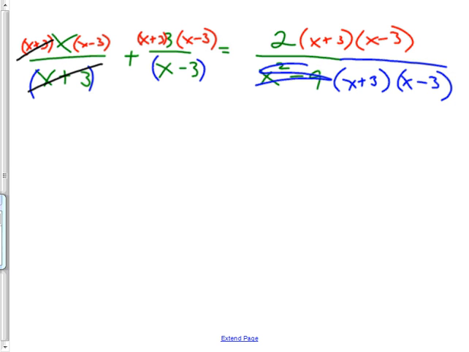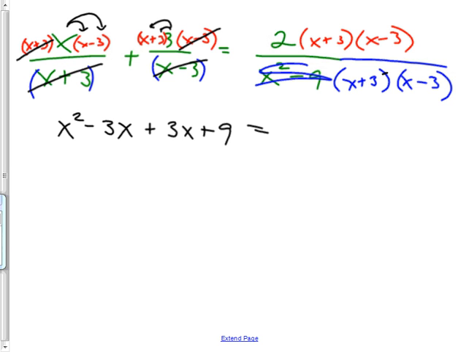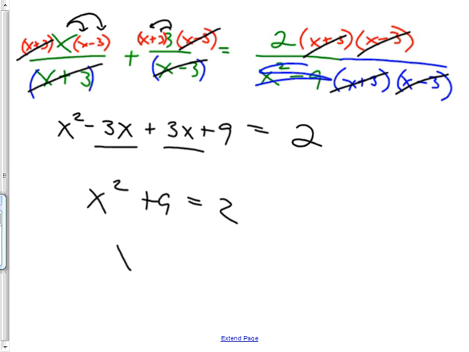That cancels that. x squared minus 3x. I multiplied that out. That and that cancel. I'm multiplying this out now. 3x plus 9 equals, and that and that and that and that all cancel, just 2. And now my middle terms even cancel. Sweet. x squared plus 9 equals 2. Subtract 9 from both sides. x squared equals negative 7. Hold the phone. What happens now?